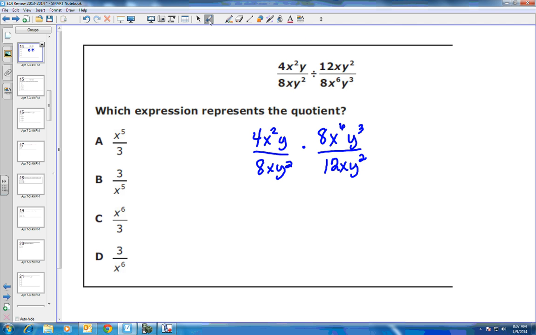Okay, now here's the deal. When we multiply fractions, we can multiply straight across, or can't we cross cancel? I would cross cancel so I don't have to deal with big numbers. So look, this 8 will cancel with this 8. I can cross cancel, or I can also cancel straight up and down too. So first of all, I'm going to cancel this 4, and this 12 would become a 3.